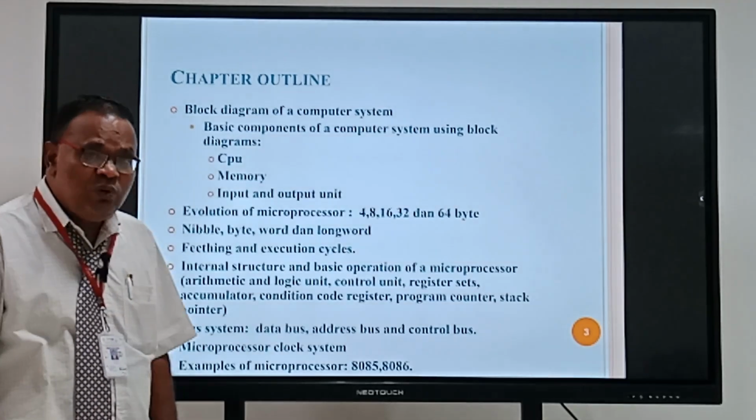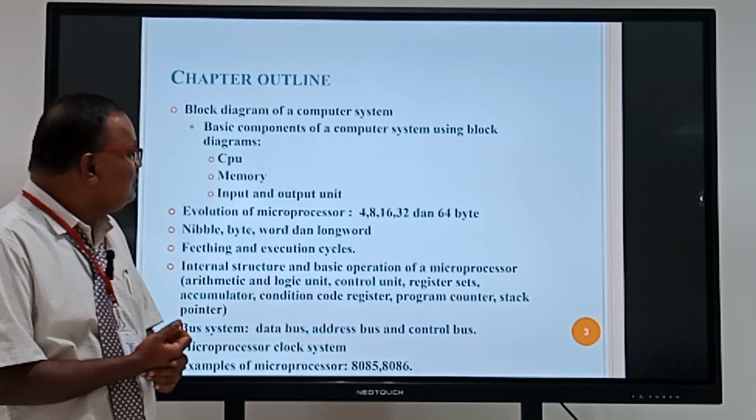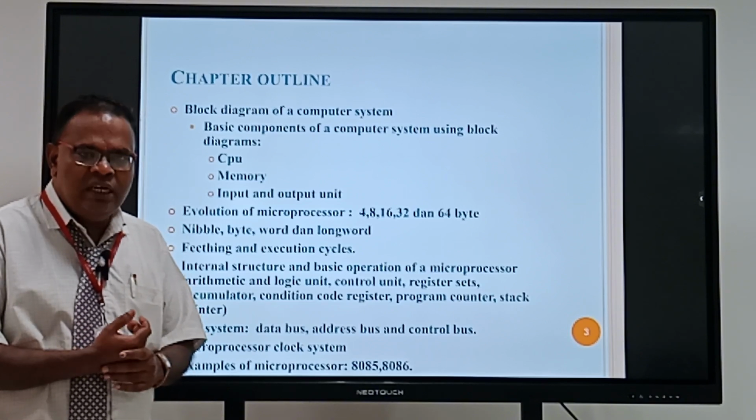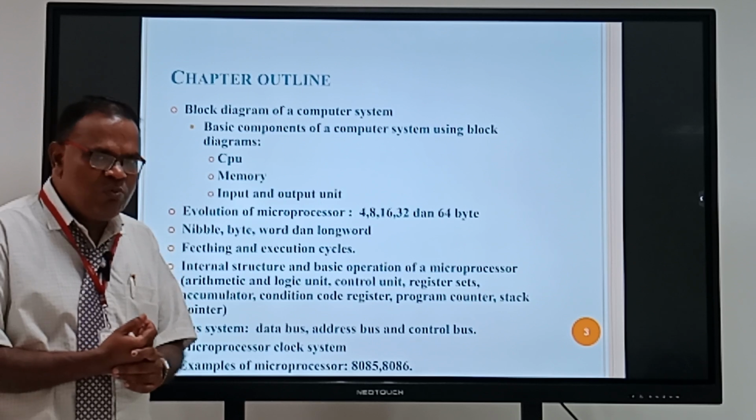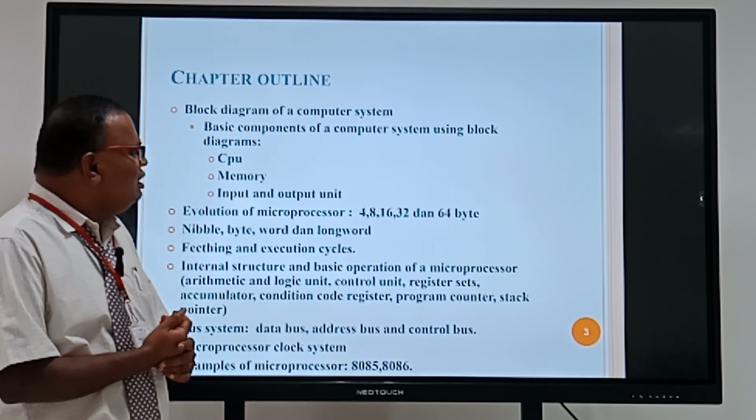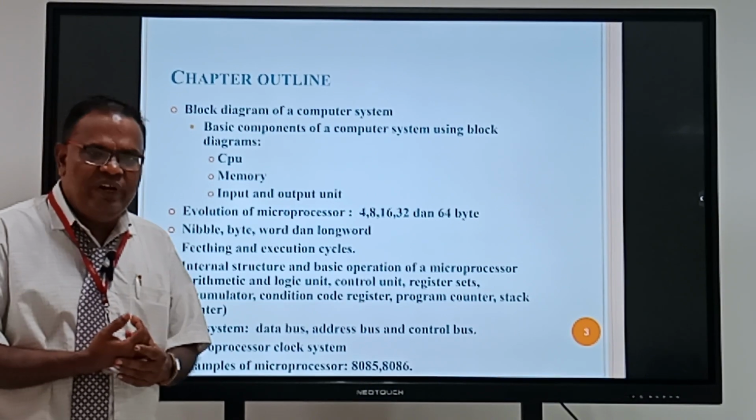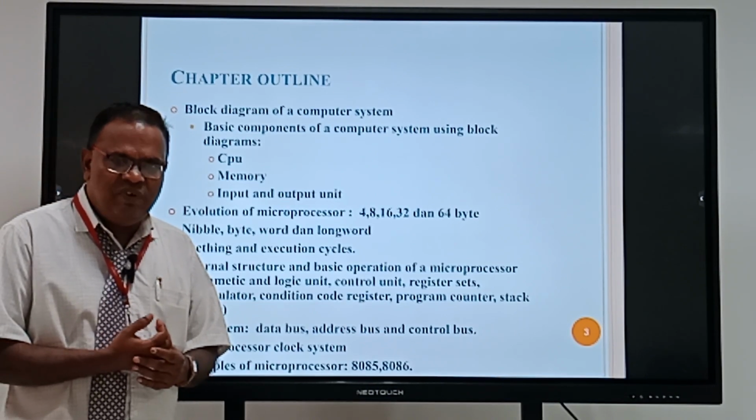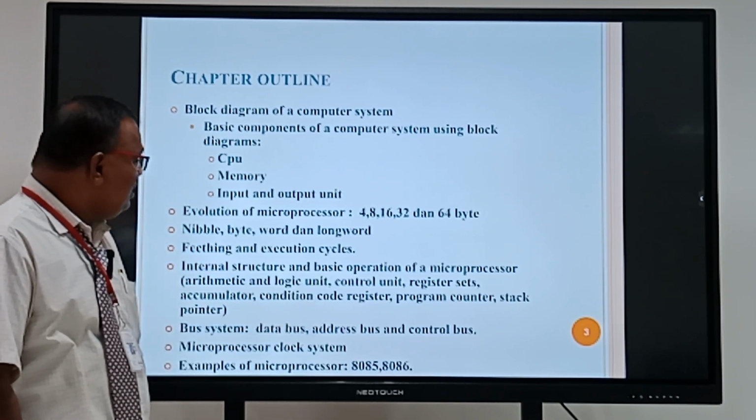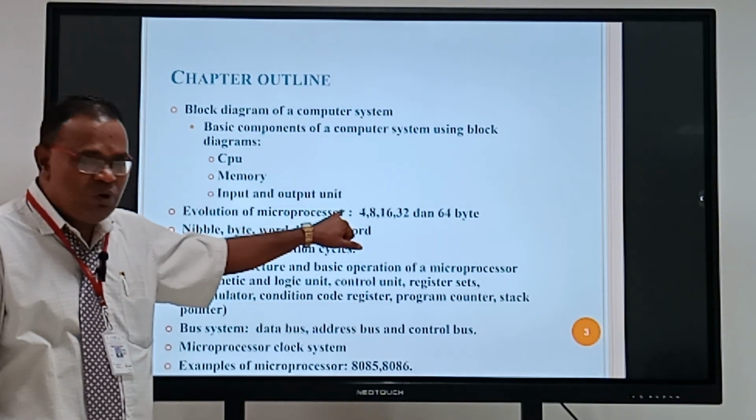Basic block diagram of the computer system: in this microprocessor-based computer system we are using a CPU and memory, different types of memory. And the basic components are the central processing unit, arithmetic logic unit, and different types of interrupts and different flags we are using in the case of the microprocessor. And next, the input and output devices we are utilizing with this microprocessor.